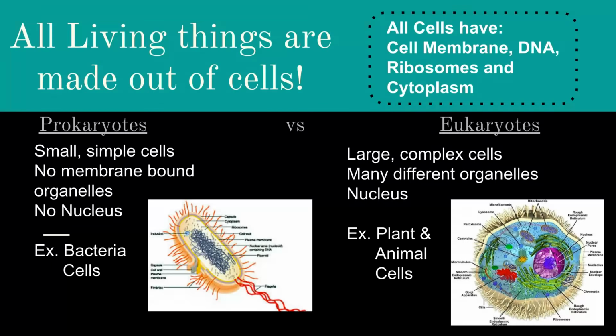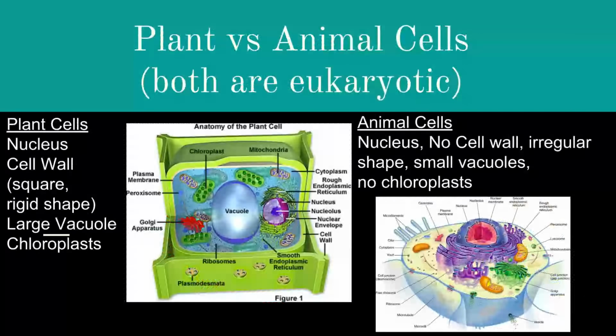Eukaryotic cells are much larger, complex. They have many different organelles in them, and they do have a nucleus which contains and protects the DNA. Examples of a eukaryotic cell would be a plant cell and an animal cell. And you need to know the difference between plant and animal cells as well.